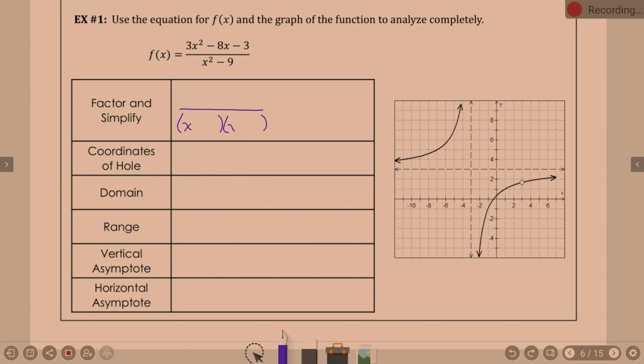X plus 3 and then x minus 3. Aiden said x minus 3 twice, but x minus 3 twice would give me a positive 9, but I'd also have a middle term of minus 6x. So difference of squares, right? Square root of x squared is x, square root of 9 is 3, and then it's a plus and a minus because that way the middle term cancels.